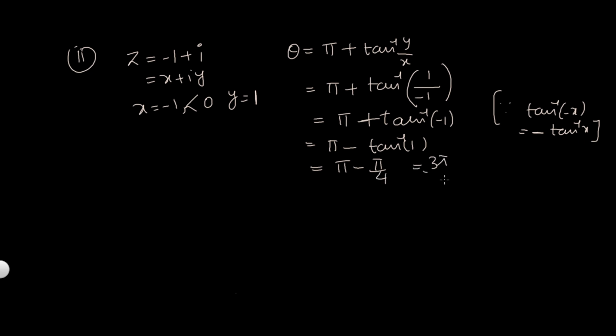The angle made with the x-axis by the given complex number minus 1 comma 1, that angle is 3 pi by 4.